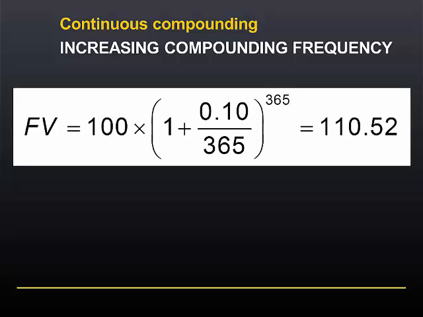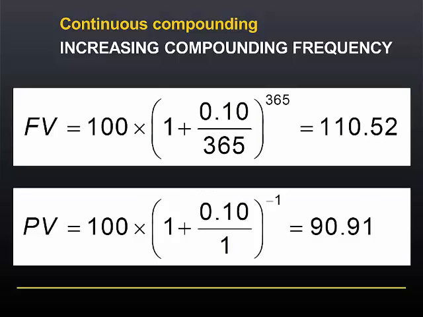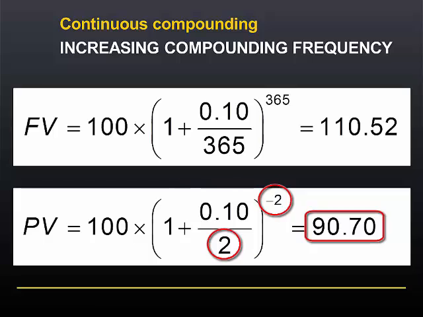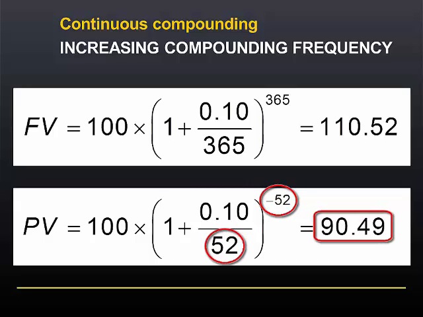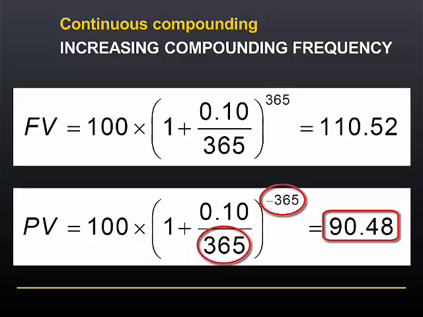If we apply the same process to the formula for the present value of a single cash flow, $100 compounding once a year at 10% has a present value of $90.91, and as we steadily increase the frequency of compounding, we can see that the present value gets smaller and smaller, albeit at a decreasing rate. In theory, we can continue this process indefinitely.